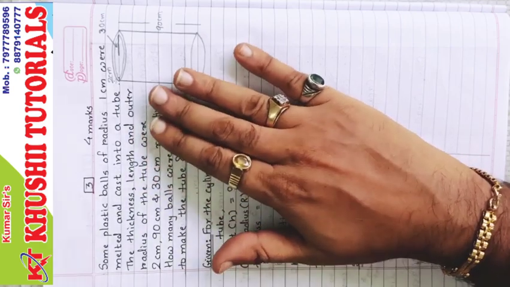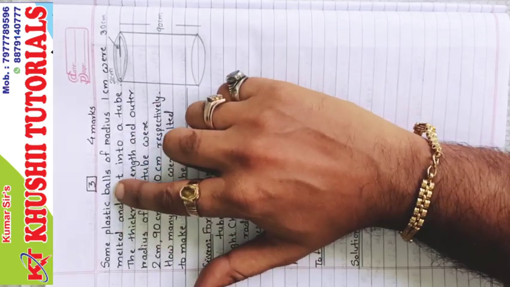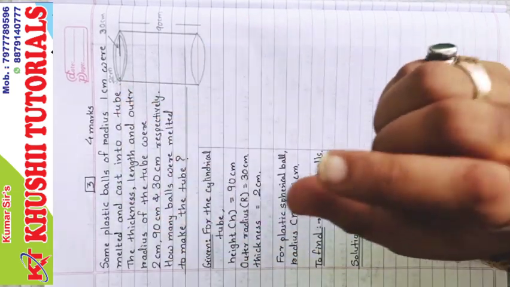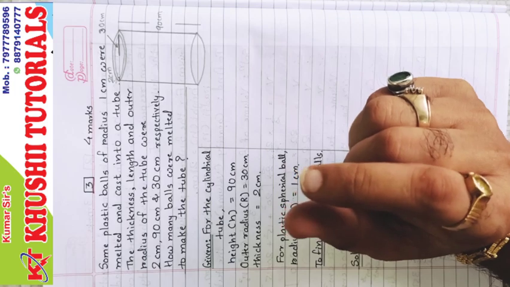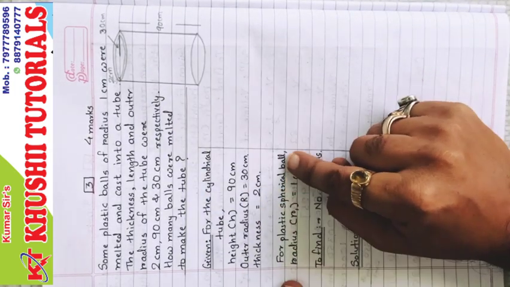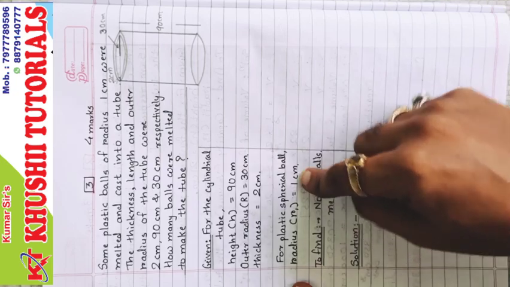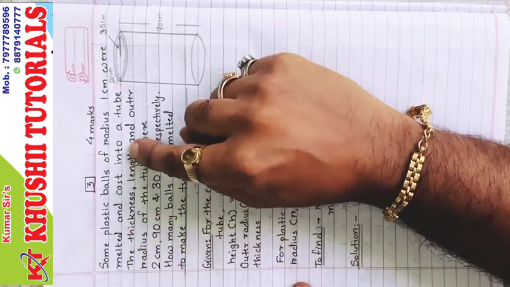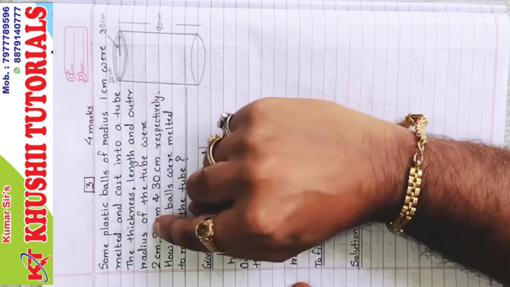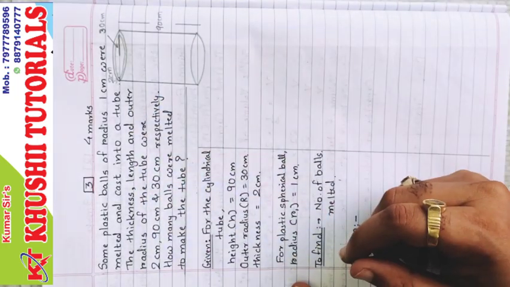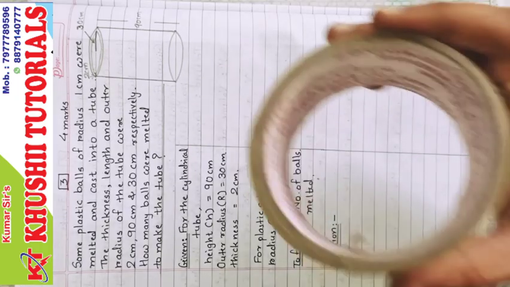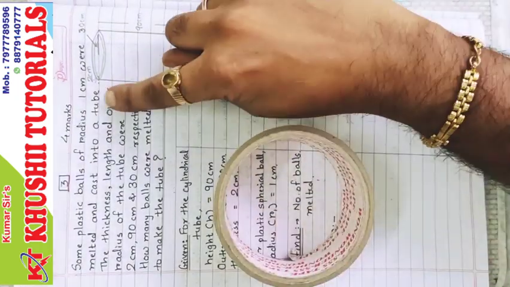So these beads or the plastic balls might be of thermoplastic, with radius 1 centimeter, meaning small balls. Definitely balls are spherical in shape. So for a plastic spherical ball, radius is 1 centimeter. Now they are melted and cast into a tube of thickness, length, outer radius. Now you might be wondering, what do you mean by thickness? We will take an example of this tube.